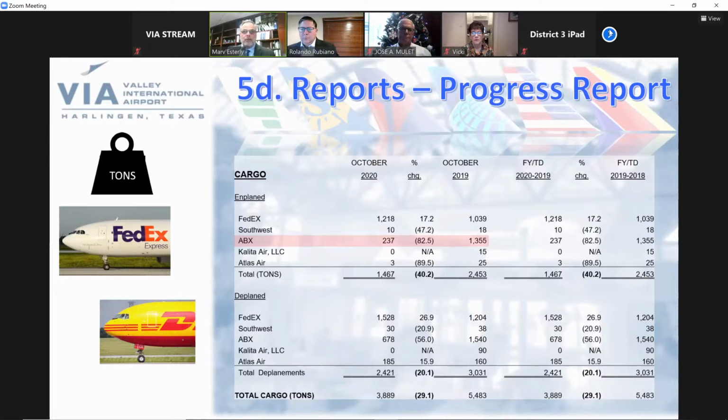That might change in the future, but with their increase in cargo worldwide and the need for cargo, they put that flight nonstop from Monterrey to Cincinnati. But overall, we were down 40% because of that, and we'll continue to try to work on that with other carriers and with our current carriers.